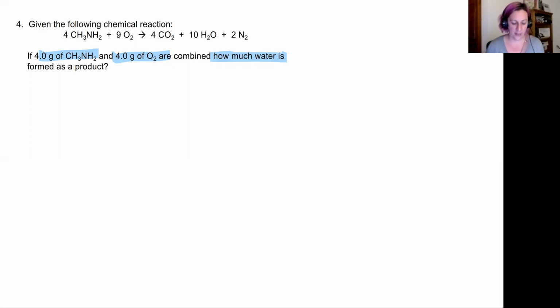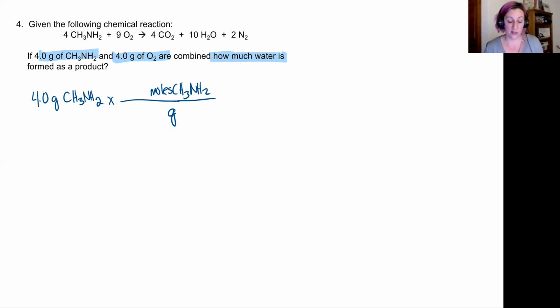All right, let's start with methylamine. We're told we're starting with 4.0 grams of CH3NH2. And we need to convert that first into moles so that way we can convert from that methylamine into another amount of a compound that's being formed, in this case, water. So our first step is to convert into moles of methylamine. So that goes on the top of my conversion. And the units that I had to start with go on the bottom. So that's grams.